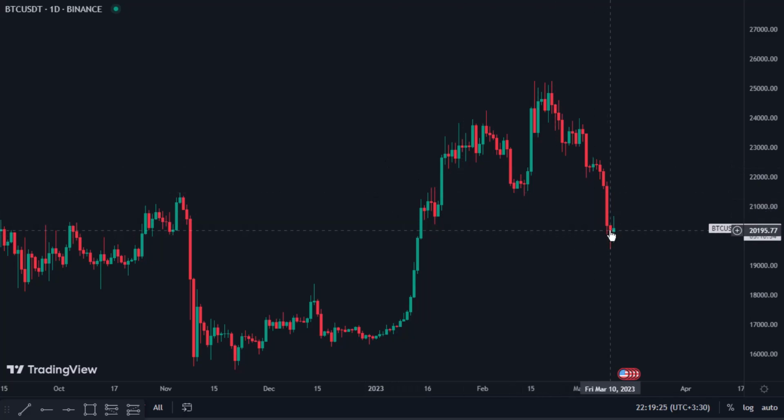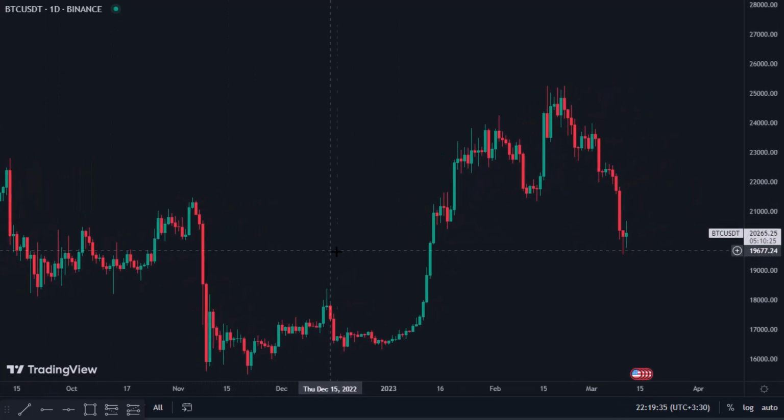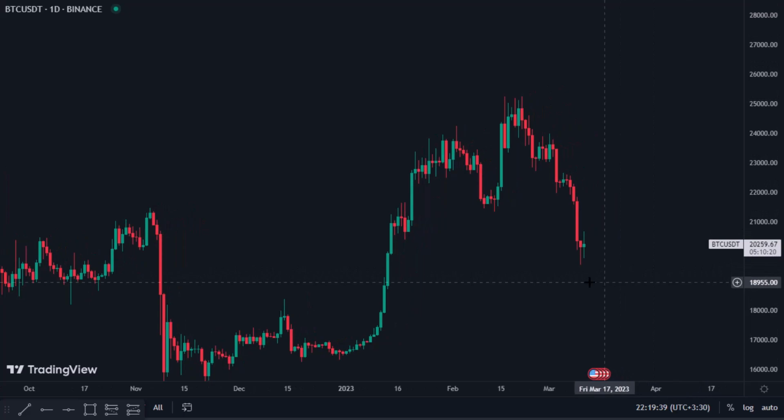This is a pin bar, this red candle is a pin bar, a long shadow and a small body, but we don't have any support area here that we can risk on, and it is useless right now.